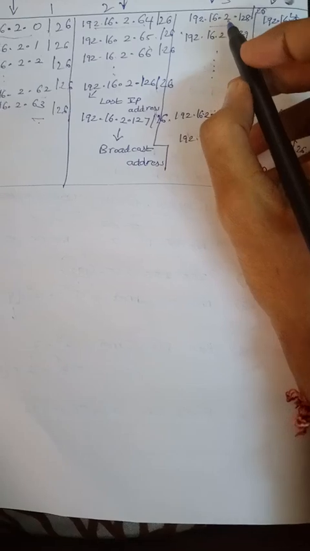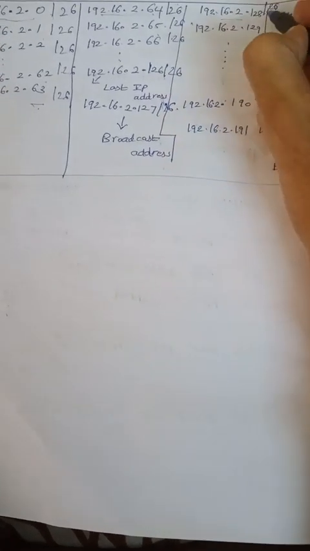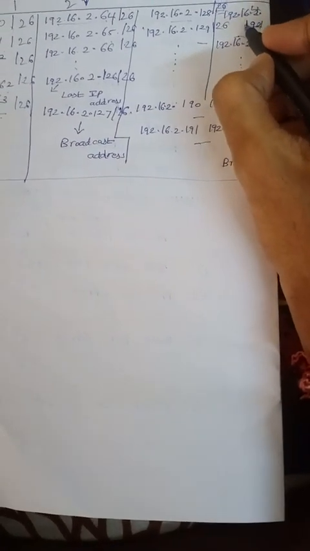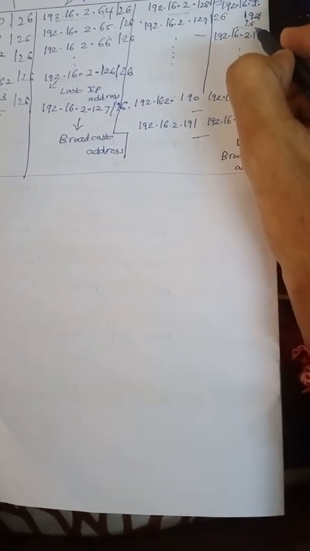And here 192.16.2.128, and its CIDR is 26, and starting IP will be 129, and last IP will be 190, and broadcast will be 191. And next will be the network address for the final block: 192.16.2.192, and its CIDR is 26.